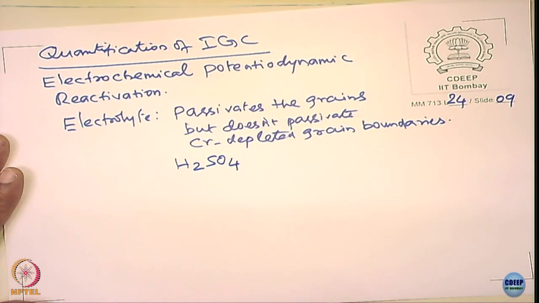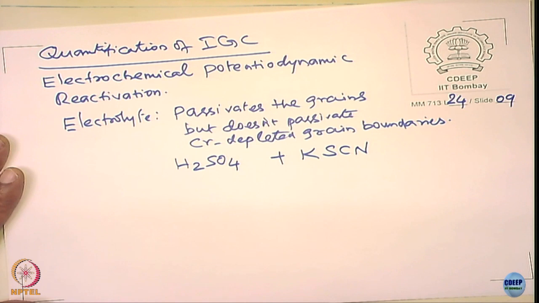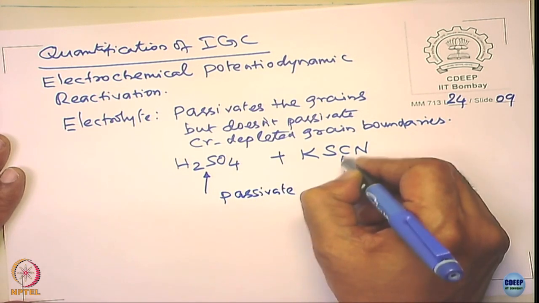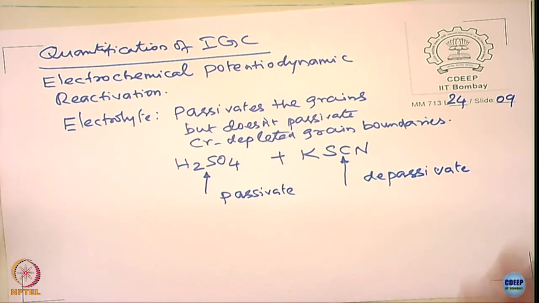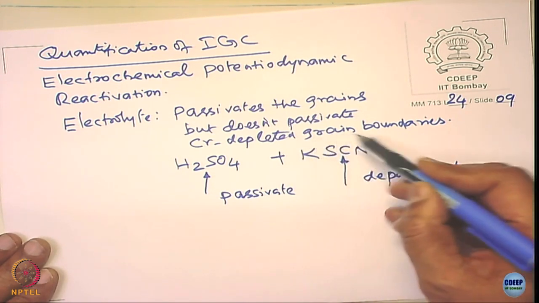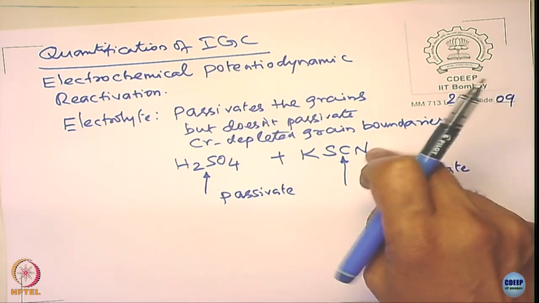Now, the electrolyte has two components. One is sulfuric acid, other is potassium thiocyanate. This one is to passivate, this is to depassivate. You know, sulfur containing compounds are detrimental for passivation. We have seen it during our studies on pitting, right. So, passivate and depassivate. Now, this is a depassivator. If I choose a very high concentration, it will depassivate everything, grains, grain boundaries and all of them, right. So, I need to optimize this concentration.